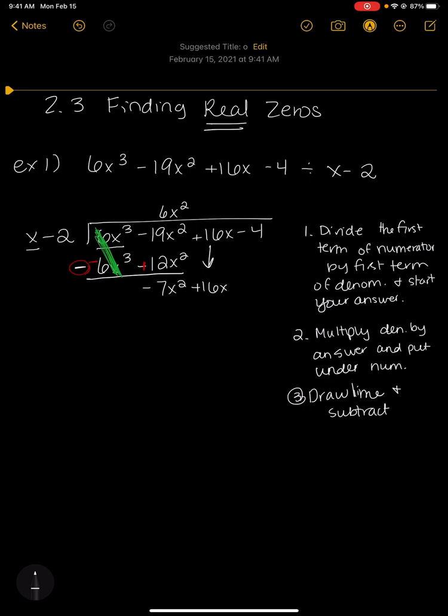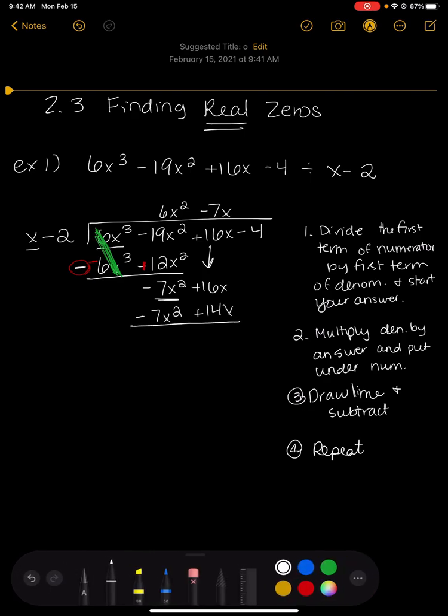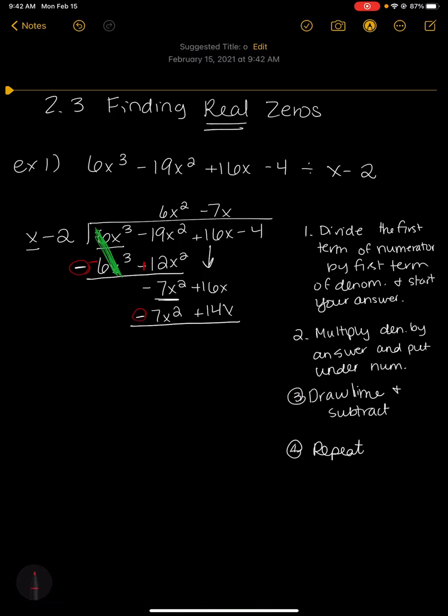All right, and so then we're using this negative 7x squared. So x times what gives me negative 7x squared? Well, a negative 7x. So we'll follow the same steps. So we'll say repeat. Negative 7x times x is a negative 7x squared. Negative 7x times a negative 2 is a positive 14x. Draw our line, and we are going to subtract.